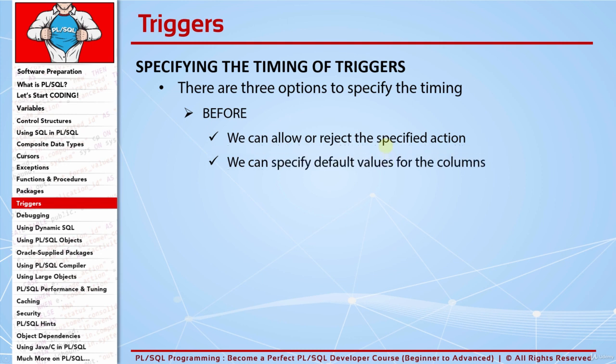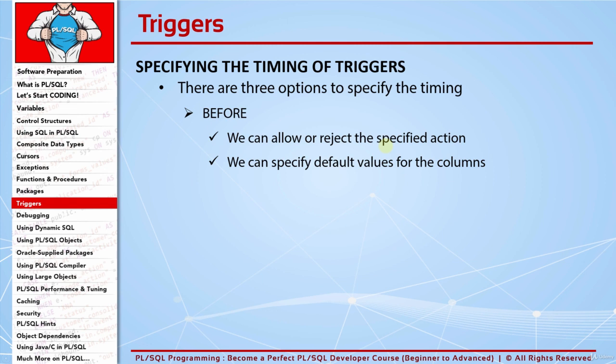We can specify default values for the columns. This is also used many times. We can assign some default values for some columns. You may say that we can already assign default values using the default keyword, so why do we need that? Yes, we can do that, but these values work only when no data is set for these columns. Besides, these default values are generally very simple or static values.